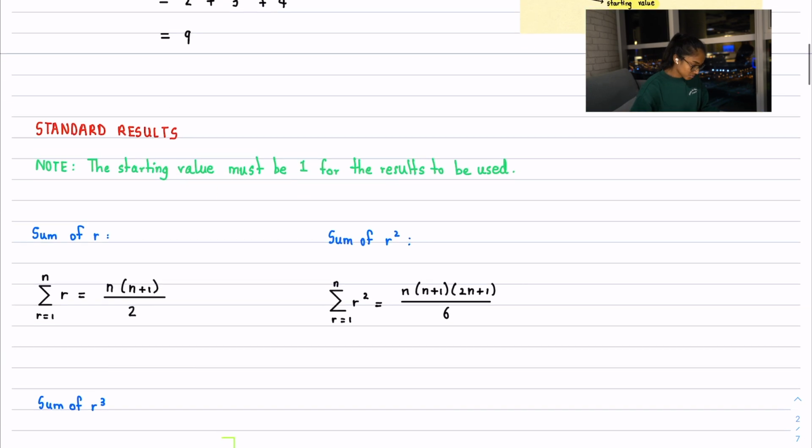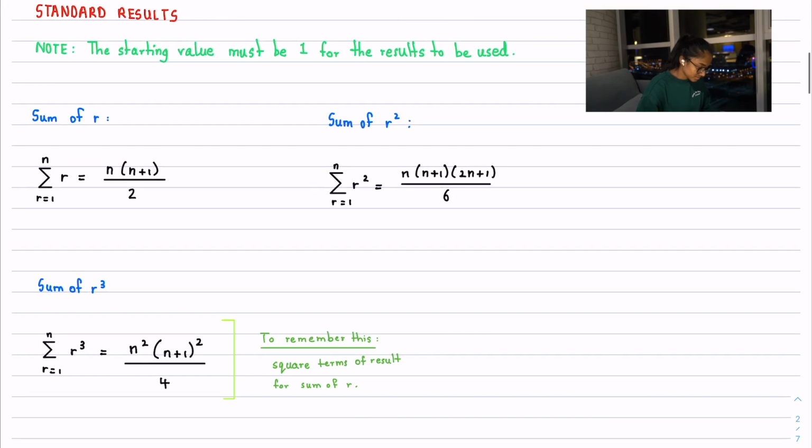Okay, so this is very important. It's called standard results. So these are going to be given to you in most papers. They will be given to you, and you have to use them to evaluate something. But for now, we're going to learn them. Also, note this is super important. The starting value must be 1 for the results to be used.